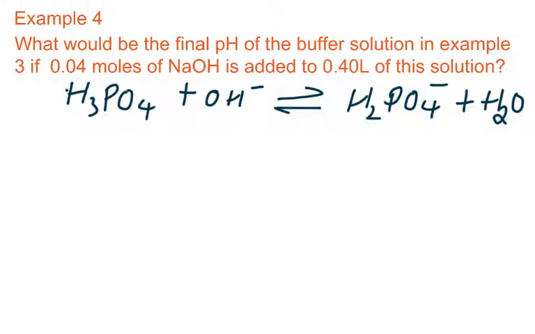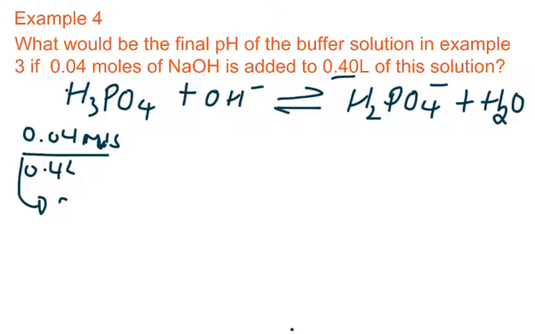You're given 0.04 moles, okay, I'm going to put mols for short there. And we're going to divide that by the volume here, which is 0.4 liters. Now, what are we trying to find? We're trying to find the concentration of the OH minus, right? So when we divide these two, that will give us 0.01 big M. And that's important to us. All right, so that 0.01 big M, we're going to use that in a second.